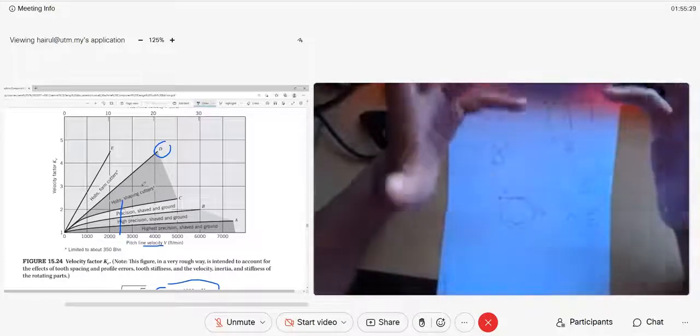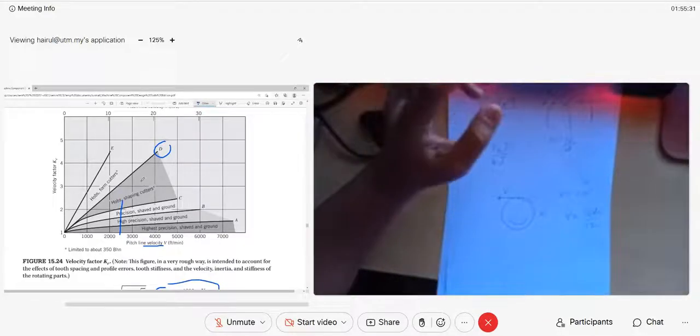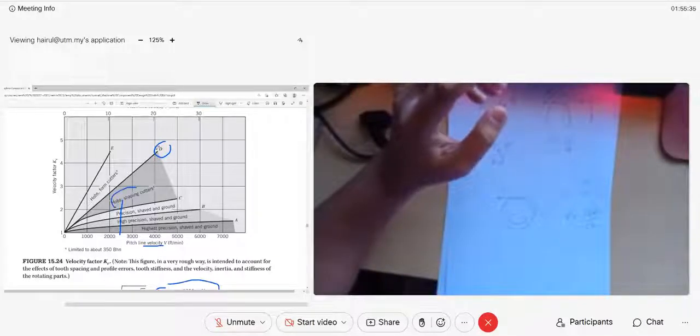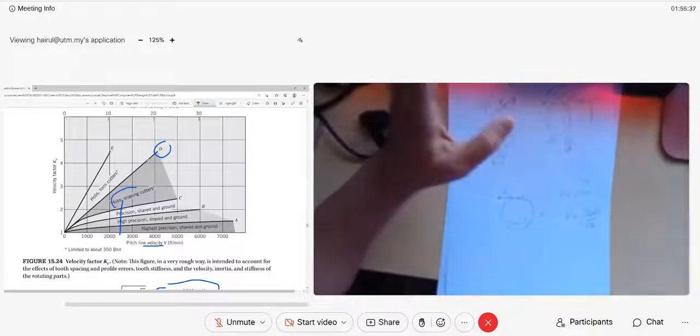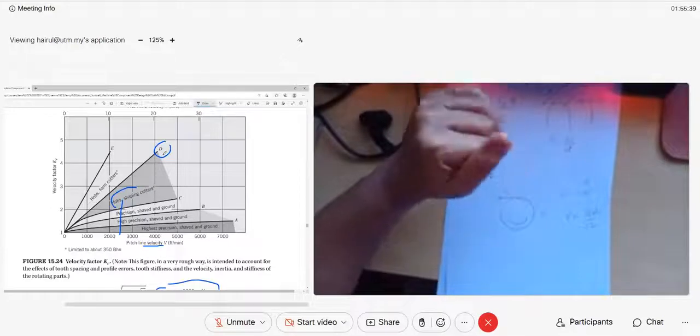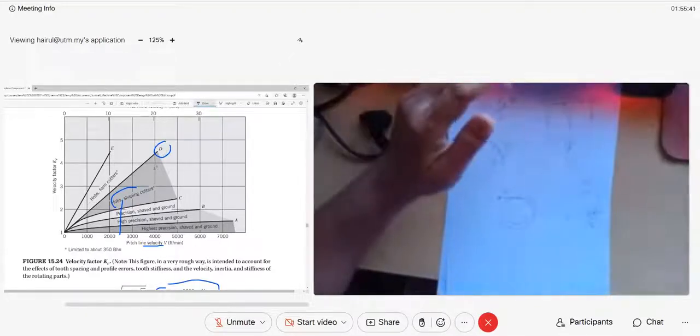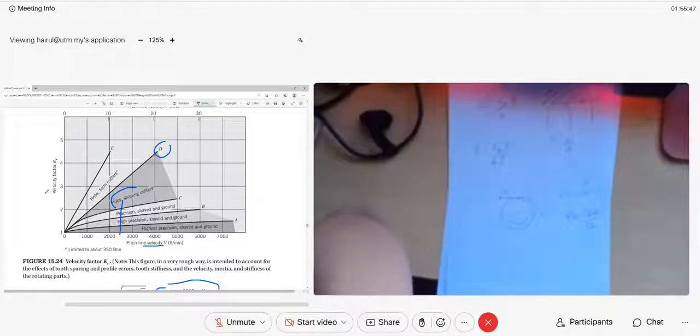Spur gear, so which one, hobbing or precision? Normally it is this one, D. The graph is meant to show what zone you are in, just to show the category. Where do we stop here? Sorry, I cannot recall right now.